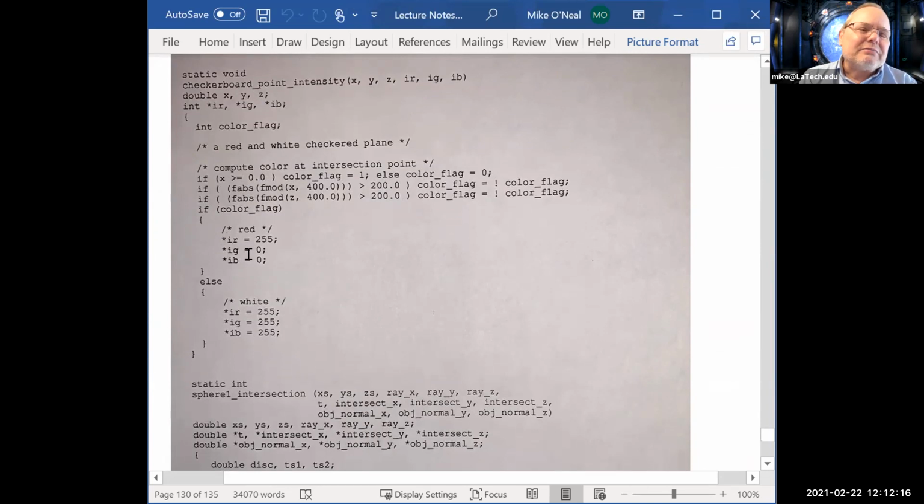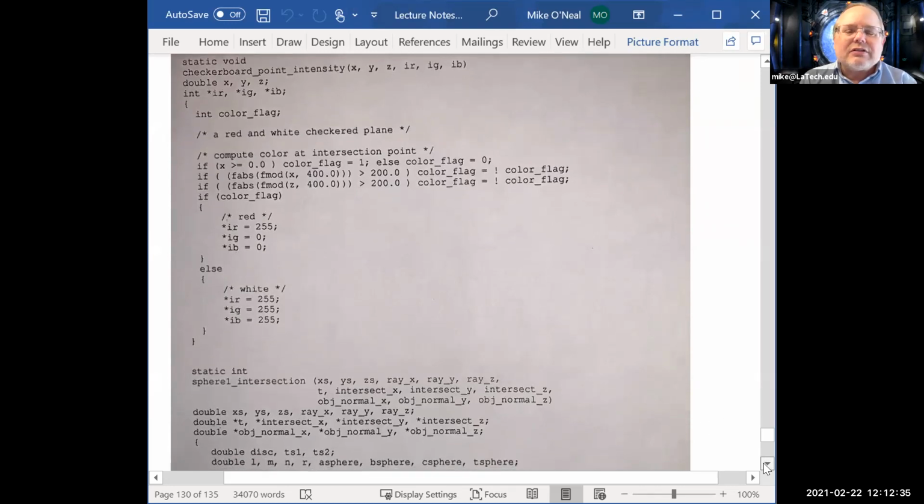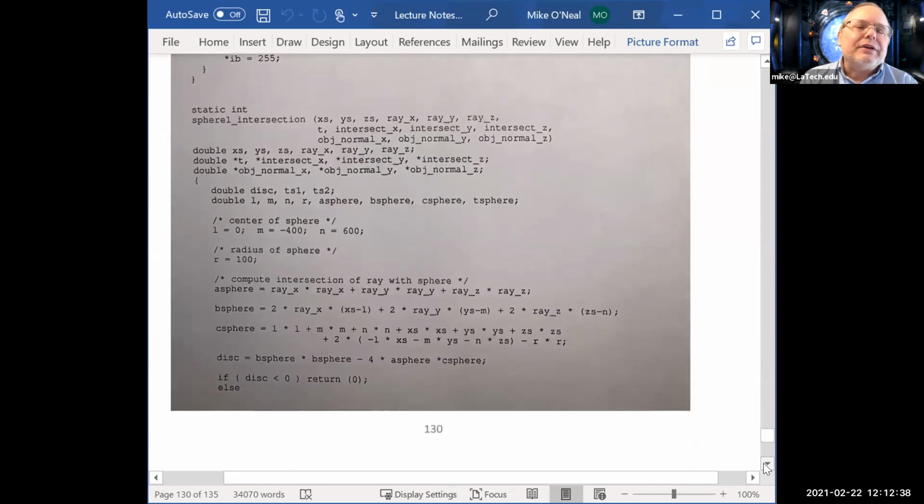If the color flag, make it red. And again, you should be doing a Phong illumination calculation here, but I'm just using ambient. All right. Red or white. And I'm using 255 to 0. You should probably be using 0 to 1.